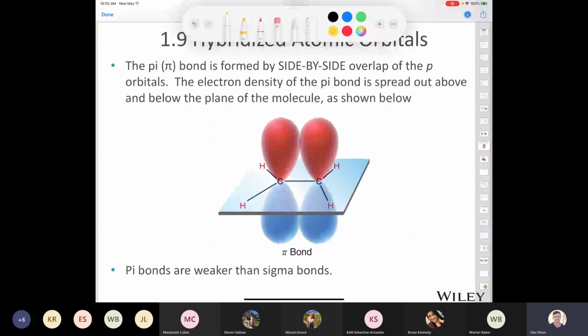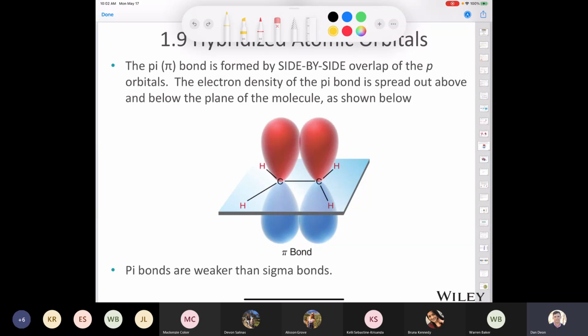So the pi bond, again, is formed by the side-to-side overlap of the 2p orbitals. And so the electron density is spread out above and below the plane of the molecule. There's none from the pi bond in the middle here, but I wouldn't really worry about that a whole lot. And pi bonds are significantly weaker than sigma bonds. What's the significance of that?